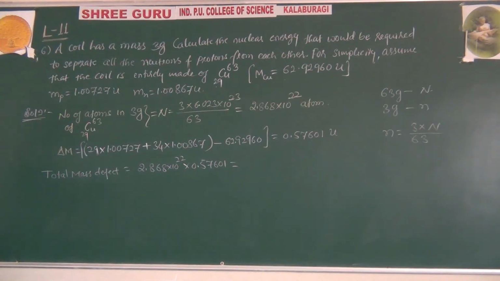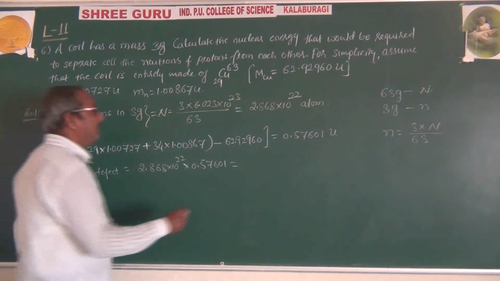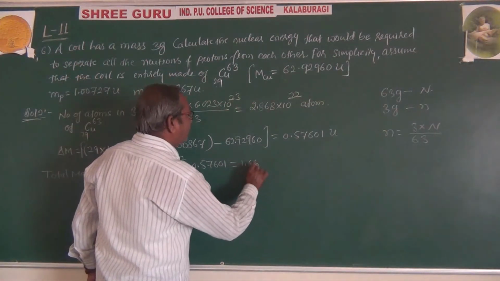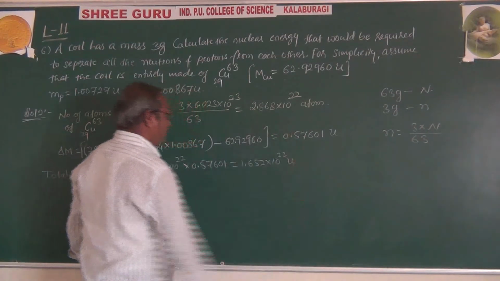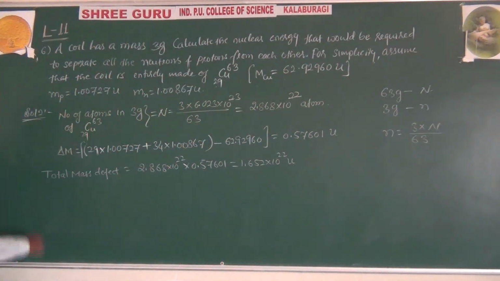If we express it, 1.652. This we will get: 1.652 into 10 raised to 22 U. Therefore, total energy.